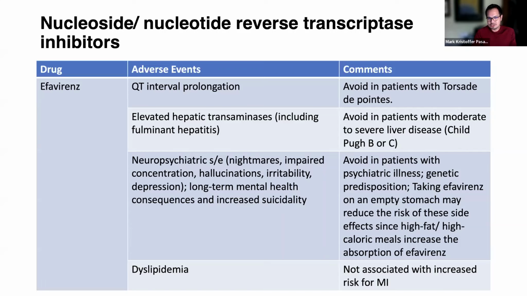Efavirenz is also associated with elevated hepatic transaminases, including fulminant hepatitis. So it's best to monitor your ALT, AST, especially in patients with moderate to severe liver disease, those with a Child-Pugh score of B or C. Very, very notorious ang efavirenz sa neuropsychiatric side effects. Patients will complain of nightmares, impaired concentration, hallucination, irritability, and depression.